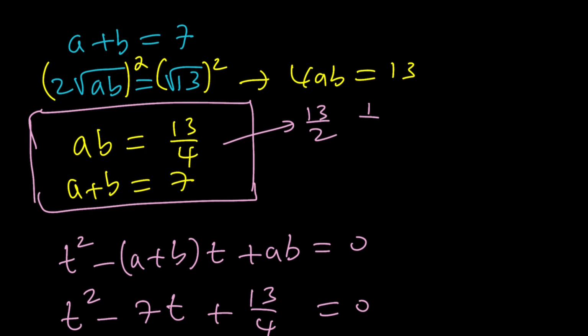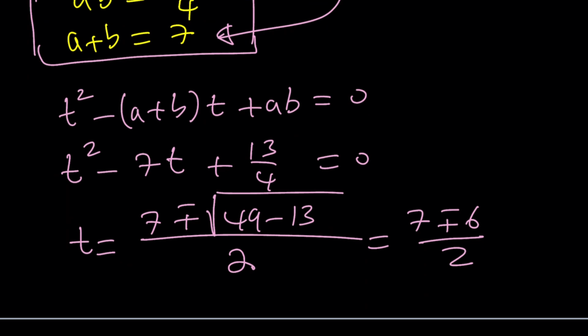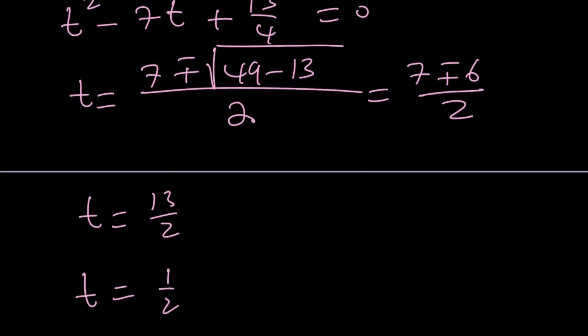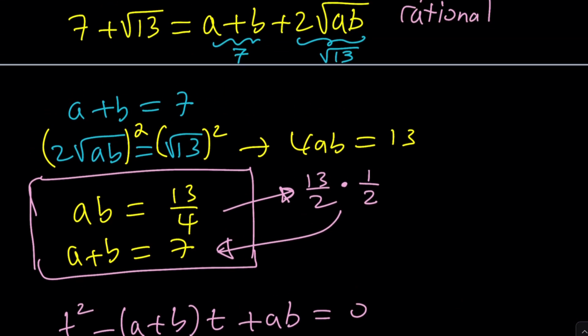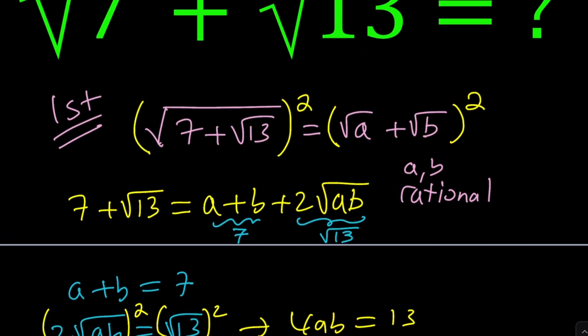And that actually works because the product is 13 over 4 and the sum is 14 over 2, which happens to be 7. So you see, it quickly ties back to the original equations. So those are the t values, but what is t? T represents a and b, so those are the a, b values that we were looking for.